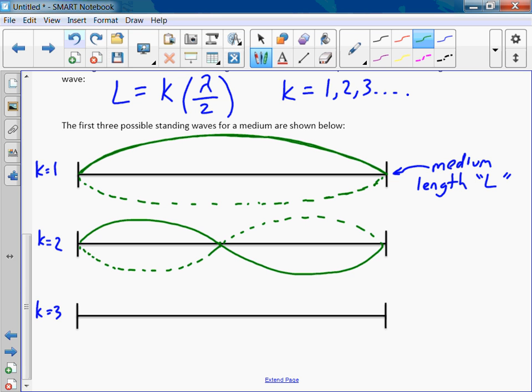Now, who remembers what this point is called? Yeah, Dan, you're right. That's called a node. And don't forget that the points of complete constructive interference are called antinodes.